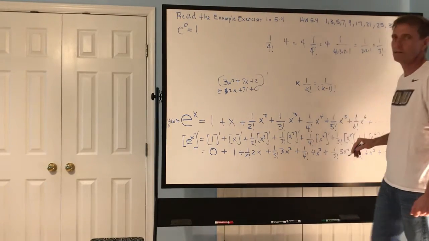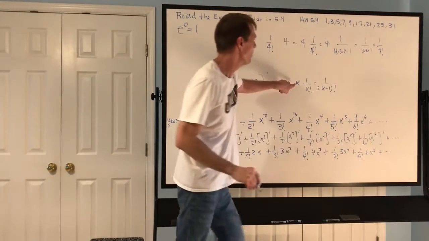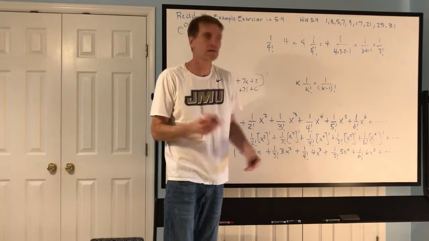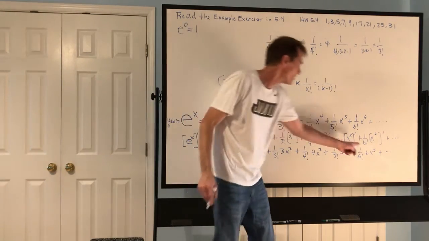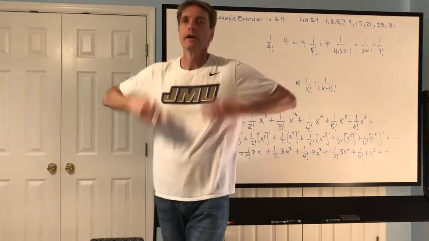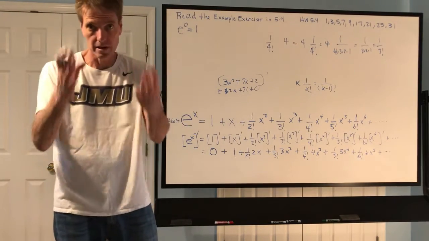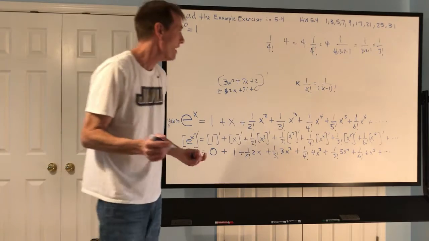Which is 1 over 3 factorial. Or in general, where I've got the k times 1 over k factorial, it's just 1 less than that. Like, for example, the 6 times the 1 over 6 factorial is just going to be 1 over 1 less than 6 factorial, which would be 5 factorial.